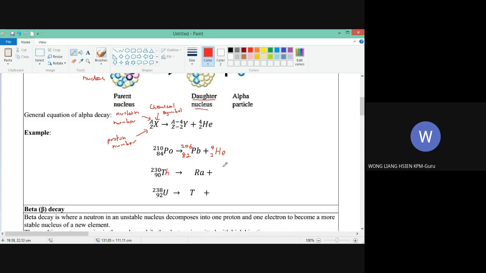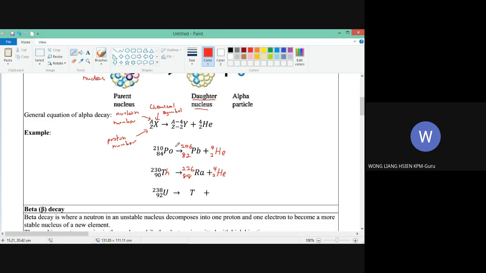Radium. Okay, so it means helium nucleus. So the proton number 90 minus 2 becomes 88. And then the neutron number becomes 226. Okay, so you see 88 plus 2, 88 protons plus 2 protons is 90 protons. 226 neutron number plus 4 neutron number.